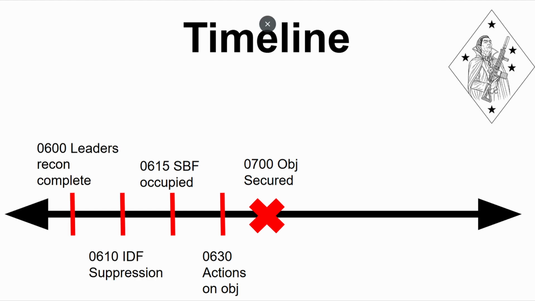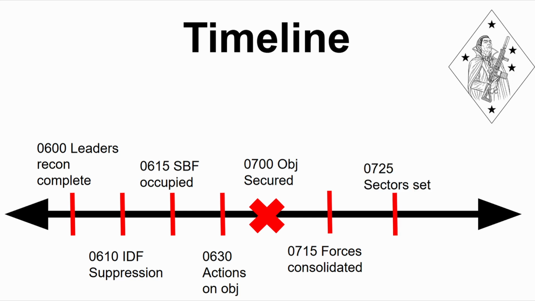After that, I'm going to start forward planning from the time my objective is secured to how long I think it should take for me to do all of my actions post-objective. Creating a detailed timeline like this helps us track our progress during execution and establishes a clear sequence of events.